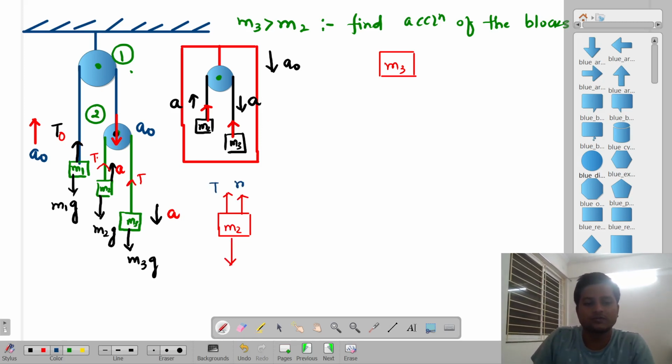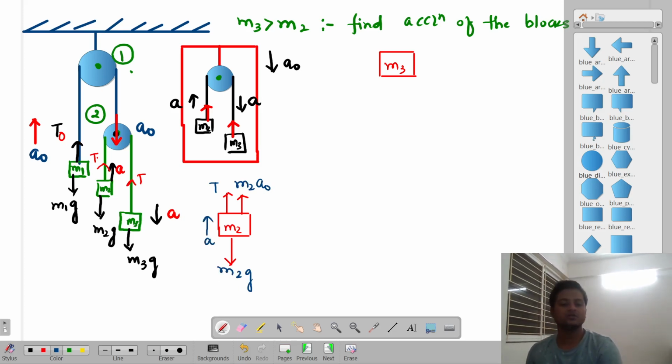And then pseudo force m2 into acceleration, the lift acceleration a naught, and then m2g, and then it is going with acceleration a in the upward direction. Are you able to get me or not?